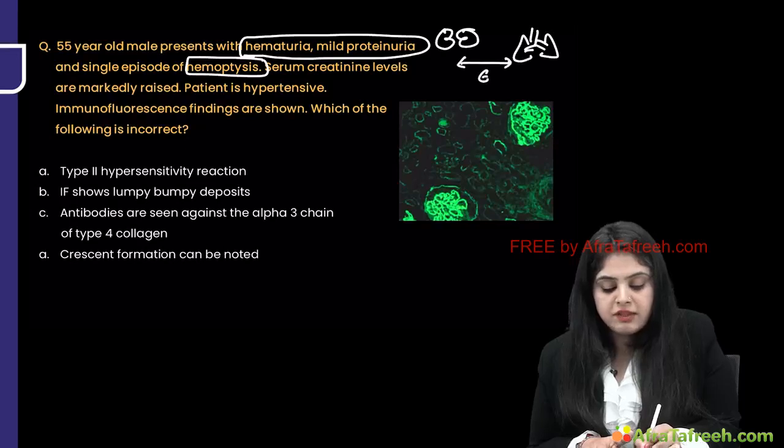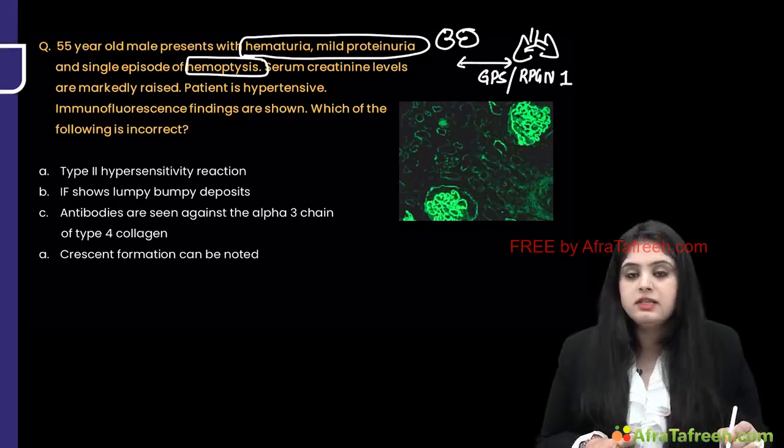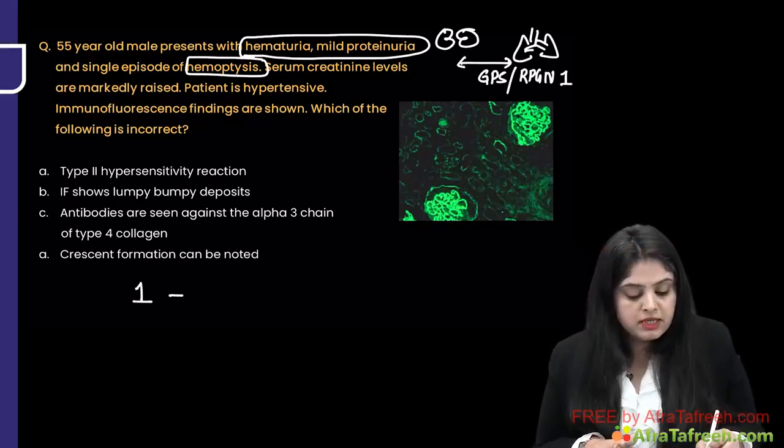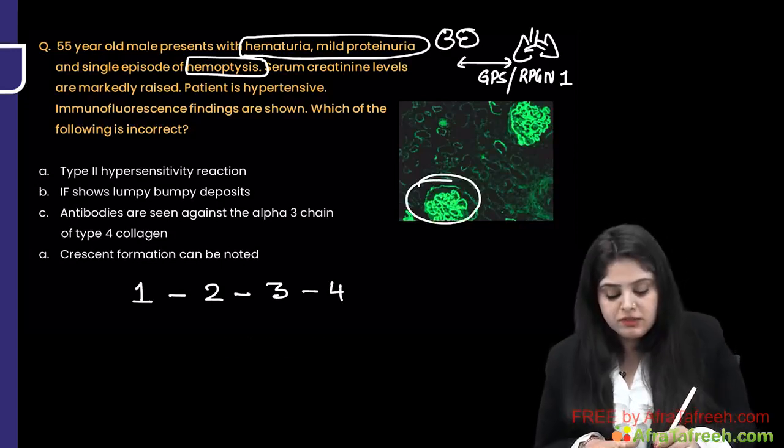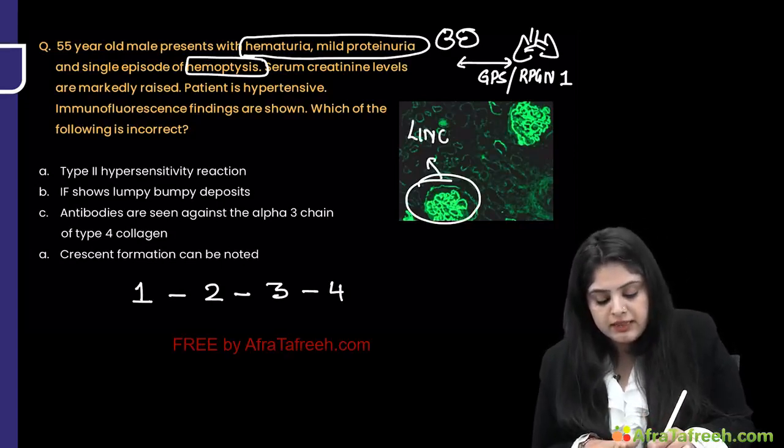Are we still again somewhere in GPS? Goodpasture syndrome means RPGN type 1. Think of the 1, 2, 3, 4 mnemonic immediately. You have an immunofluorescence also shown. Which pattern is this looking like? This is looking like the linear pattern.